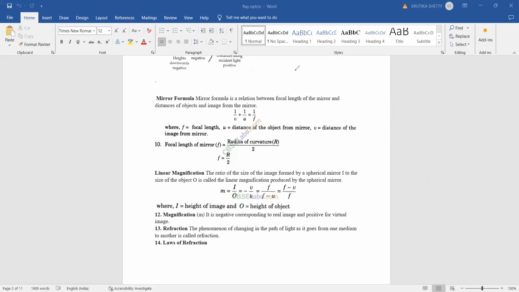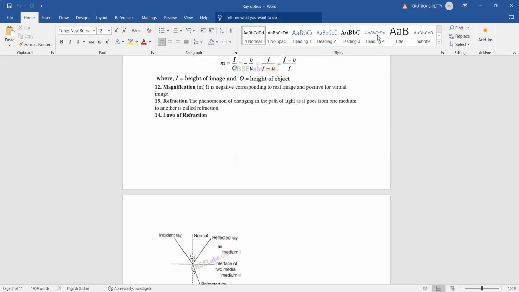Then we have the refraction phenomena. So see what is refraction. Refraction is nothing but, when the light is traveling from one medium to another medium, it will change the direction of propagation. So this is the medium, this is the incident ray, and this is the normal drawn. Consider this as air, and this you consider as glass. So when the light is traveling from one medium to another medium, it will change the direction of its propagation. That is called the refraction phenomena.